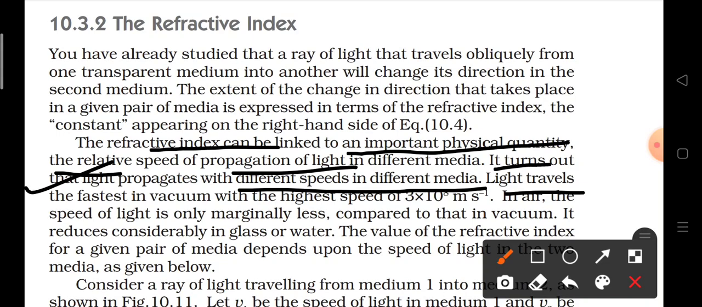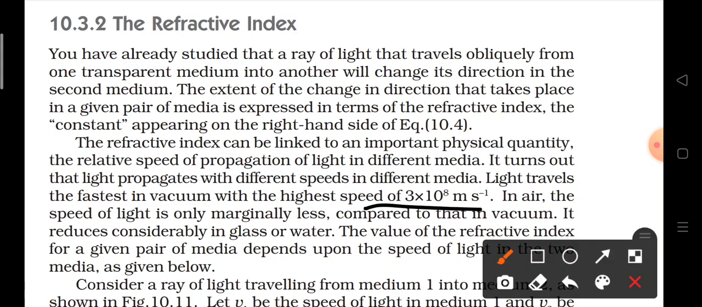Light travels fastest in vacuum and air, with the highest speed of 3 into 10 to the power 8 meter per second. In air, the speed of light is only marginally less as compared to that in vacuum. So in this entire chapter, we will take the speed of light in air and vacuum as 3 into 10 to the power 8.